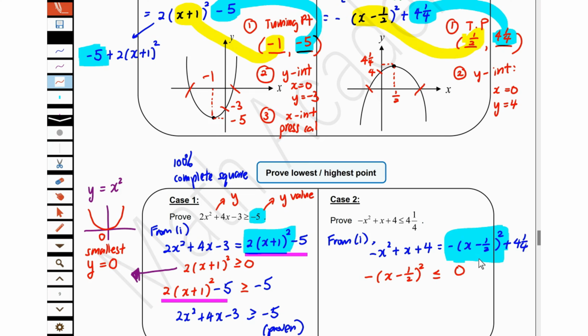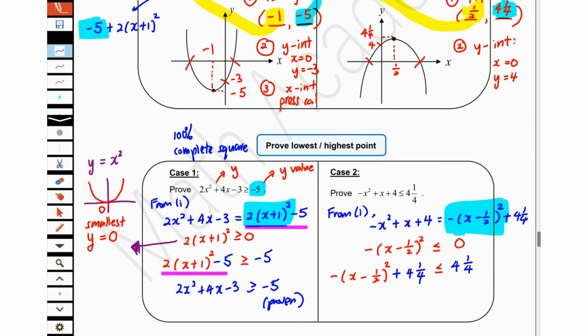I need to make the whole right-hand side appear in my current statement. So what I do is I'm going to specially add 4 1/4. I'm going to add 4 1/4 on both sides of my inequality. And when I do that, the format that you wanted has actually appeared. Okay, so whatever you need to appear is now on the left-hand side. So I have proven that my quadratic is less than or equal to 4 1/4. Proven.